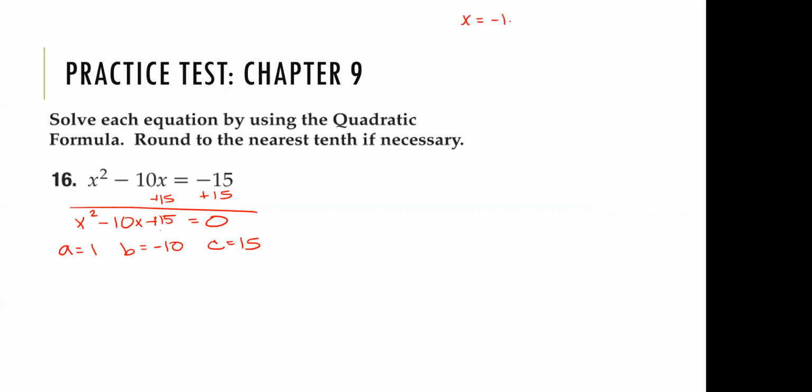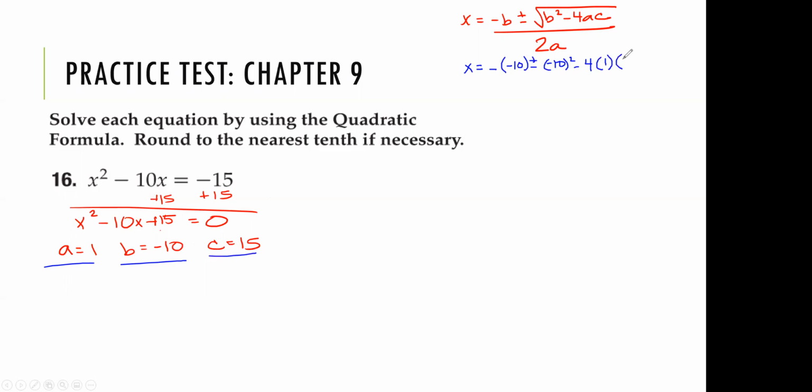X equals negative b plus or minus the square root of b squared minus 4 times a times c all over 2a. Okay, so I plug in my values here. So x equals negative b, which is negative 10, plus or minus b, negative 10 squared minus 4 times a, which is 1, times c, which is 15.